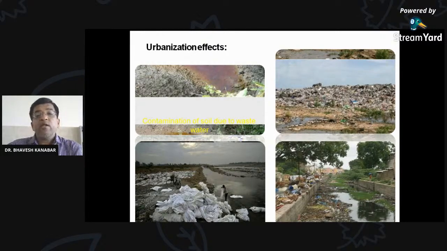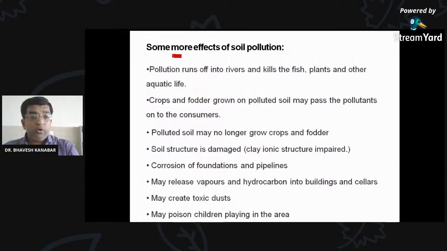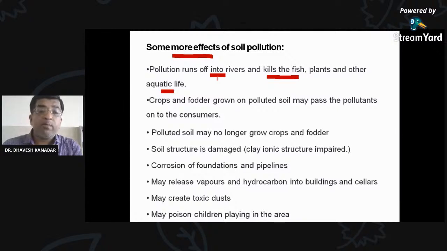Now, after learning this lecture, if you go outside, just note what the pollution is. You can just note the sites of pollution. Some more effects of soil pollution: runoff into the river, which kills fish, plants and other aquatic life. Because of soil pollution, all this material is drained into the river, and in the river it can affect aquatic animals and plants.